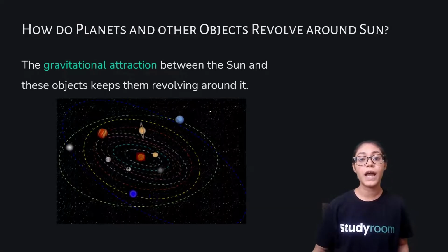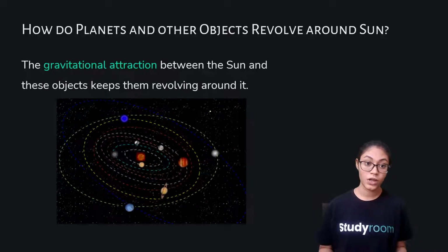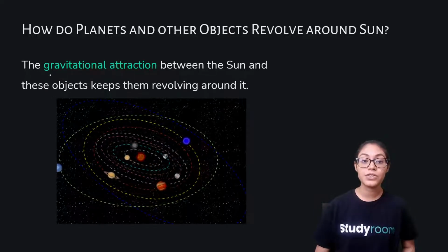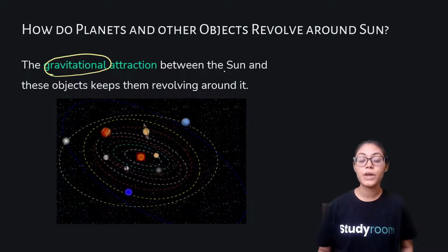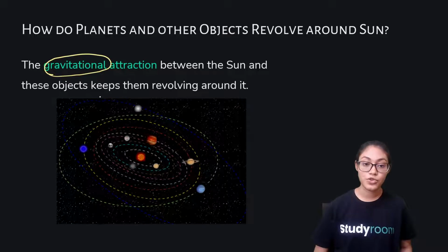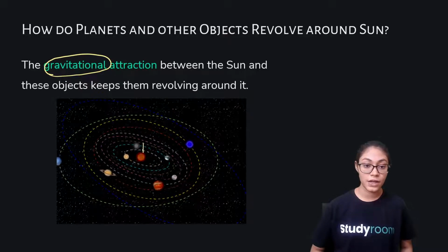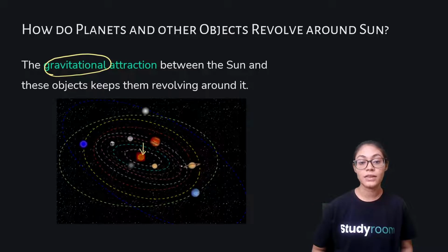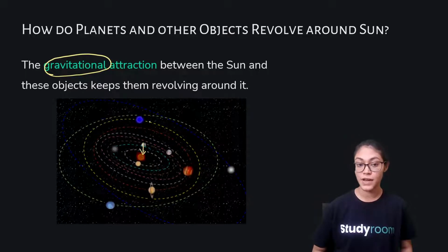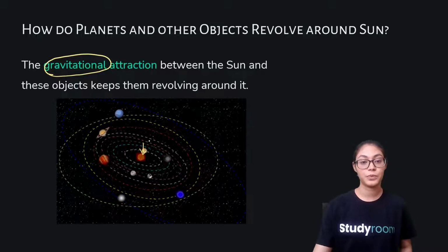Now, how do planets and other objects revolve around the sun? The gravitational attraction, the gravitational pull between the sun and the objects keeps them revolving around it. So if this is the sun, then there is some kind of gravitational pull between the sun and these objects. That's why they revolve around the sun. Let's move on.